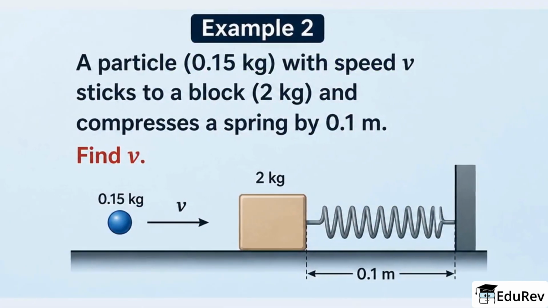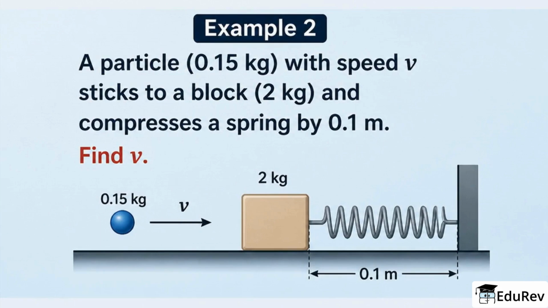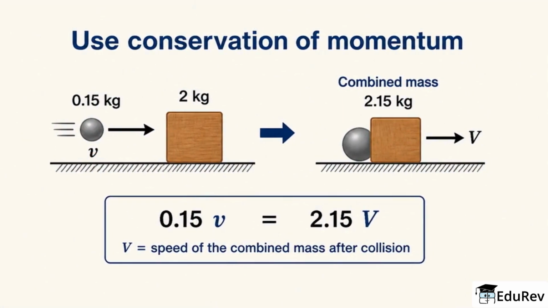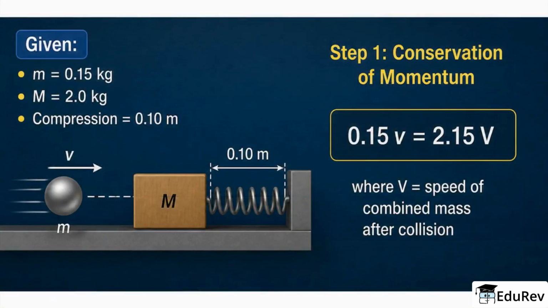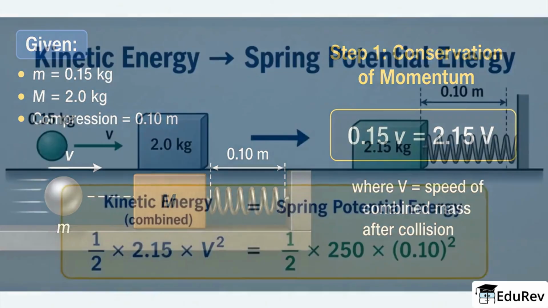Next example. Question number 2 asks about a particle of mass 0.15 kilogram moving with speed v that sticks to a block of mass 2 kilogram and compresses a spring by 0.1 meter. Find v. Use conservation of momentum first. 0.15 times v equals 2.15 times capital V, where capital V is the speed of the combined mass after collision. Thus, capital V equals 0.15 divided by 2.15 times v, which is about 0.0698 times v.